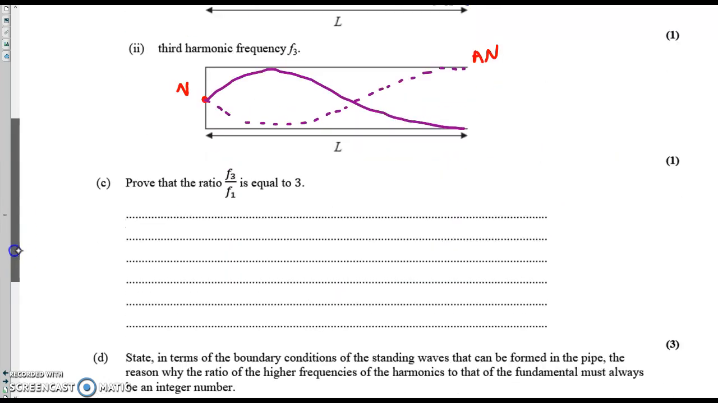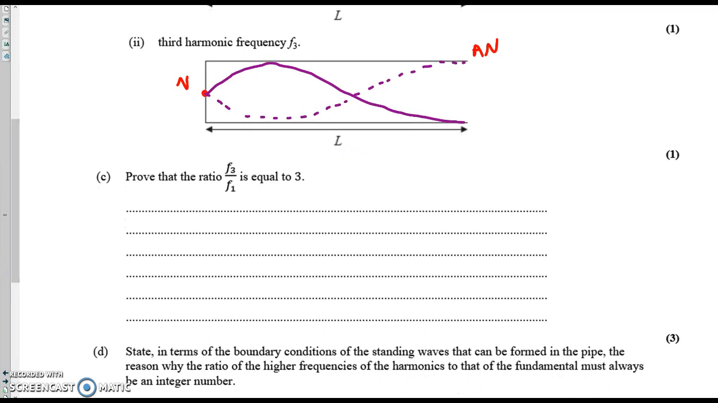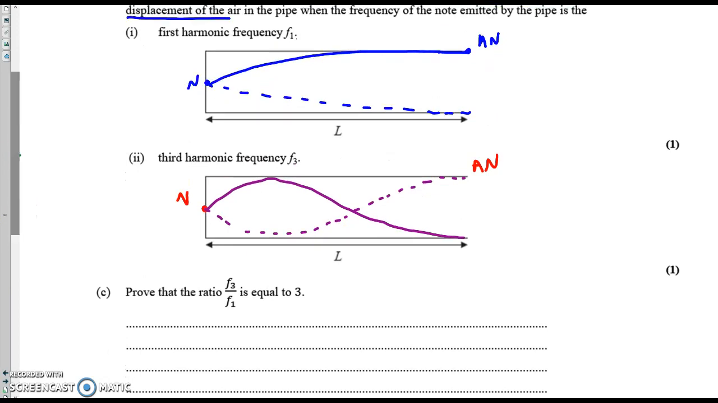Prove that the ratio F3 over F1 equals 3. Now, you can look at your picture and realize that the length here contains 1/4 of a cycle. So in terms of distance, the length is 1/4 of a wavelength. And you could look down at the bottom and say, well, hey, here I have almost 1 full cycle. How much do I have? 3/4.